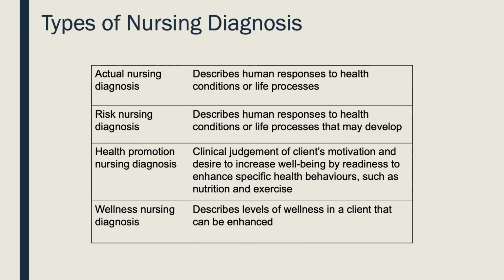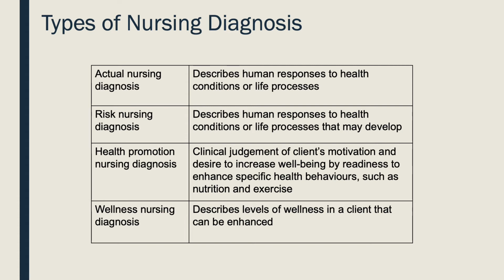There are different types of nursing diagnoses. The first one is an actual nursing diagnosis, and this describes a human response to health conditions or life processes. So impaired skin integrity related to immobility would be an actual nursing diagnosis. An at-risk nursing diagnosis describes a human response to health conditions or life processes that might develop. So a patient might be at risk for developing impaired skin integrity related to immobility.